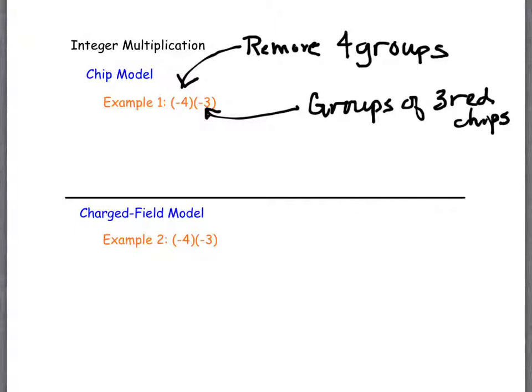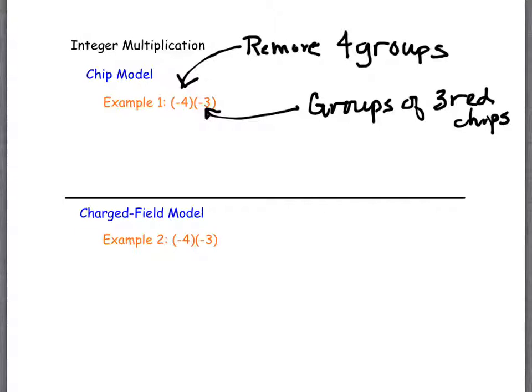You guys obviously know that multiplication is commutative, so we could turn this around and say the exact opposite. We could say -3 means I'm going to remove 3 groups, and the -4 means groups of 4 red chips. So it doesn't really matter which one we go with. We're just going to pick one.